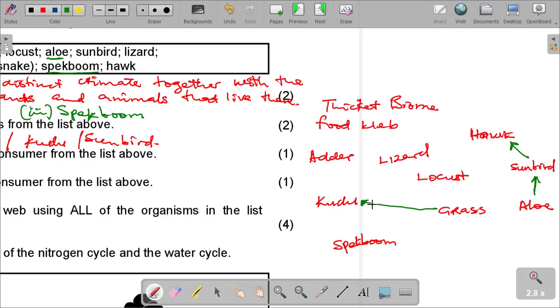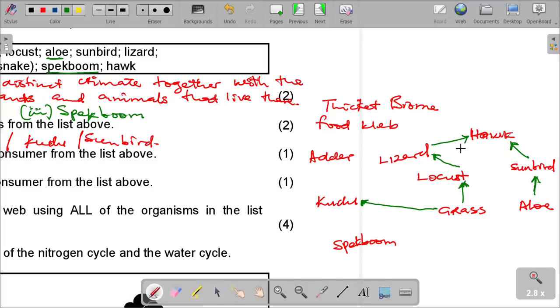The food is the grass. The grass is eaten by the locust. I can as well say again that the grass is eaten by the locust, which is eaten by the lizard. Also, I'm sure that we know that the locust is eaten by a what? By a lizard, and then the lizard can also be taken by a hawk.